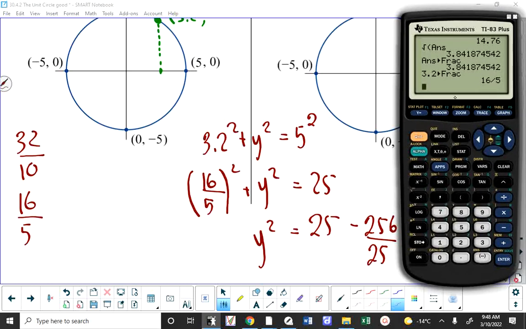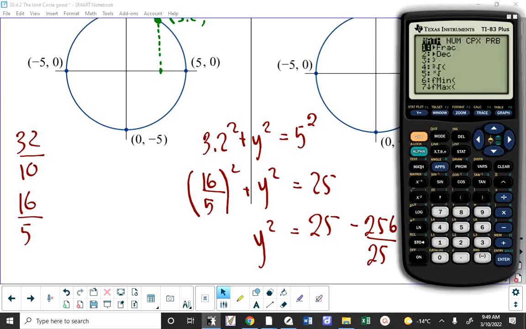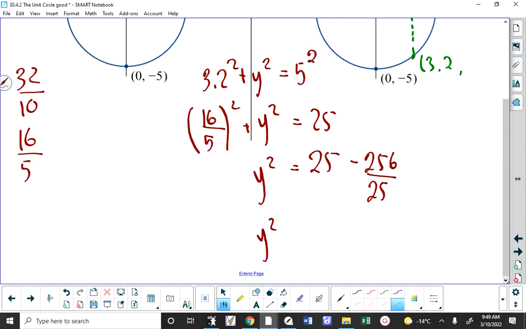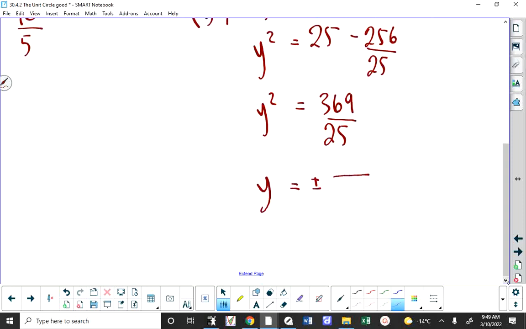We can figure out what 25 minus 256 over 25 is. In fact, you could have entered 25 minus brackets 16 over 5 squared. I just know that 16 squared is 256. Geez, I hope that's right. I think it is. Anyway, you could have done it that way. It's 14.76, so let's convert this to a fraction. It's 369/25. So we have y squared equals 369/25, which means y equals plus or minus root 369 over root 25.